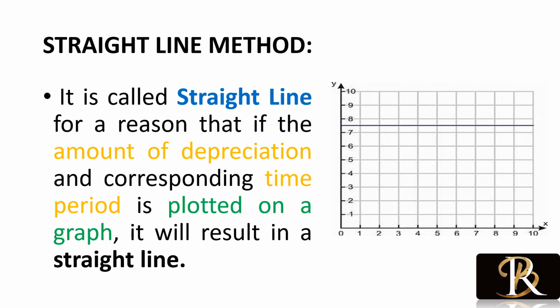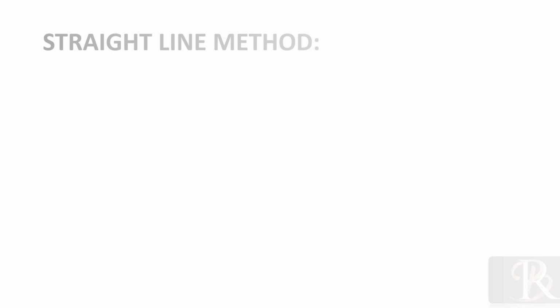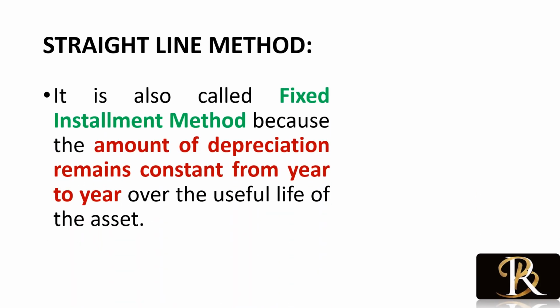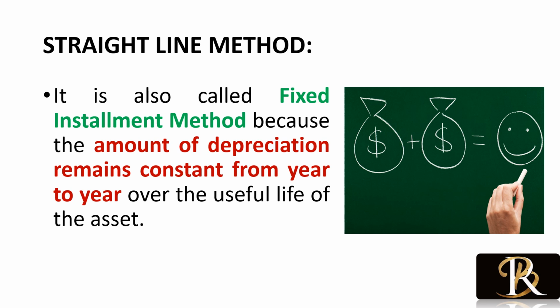Now another question comes to mind: is there any other name for this method? Yes, the straight line method is also known as the fixed installment method. Why is it known as the fixed installment method? Because the amount of depreciation remains constant from year to year up to the useful life of the asset. Suppose we have 10,000 as depreciation for the first year. For the second year we have the same amount, 10,000 rupees. For the third year again we have the same amount, 10,000 rupees, according to this method.